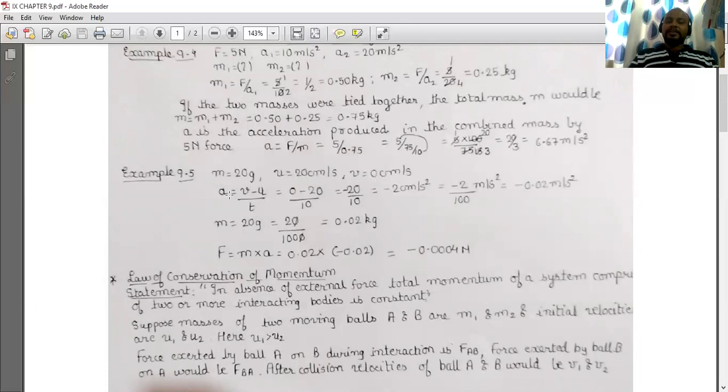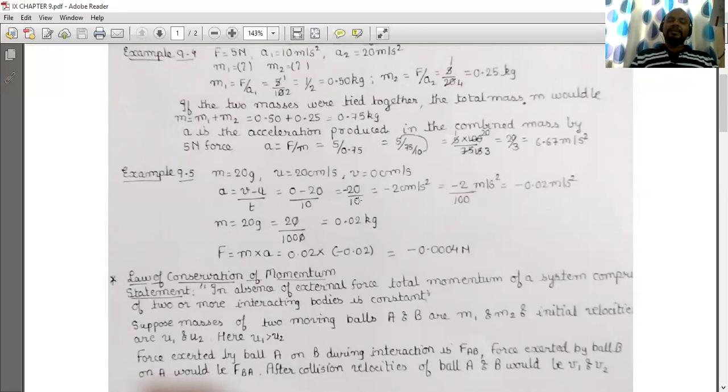In order to find acceleration, a is equal to v minus u upon t. That is 0 minus 20 upon 10. It is minus 20 upon 10, which gives you minus 2 centimeter per second square. But we need to convert it into meter per second square, so we'll divide it by 100. So the answer is minus 0.02 meter per second square.